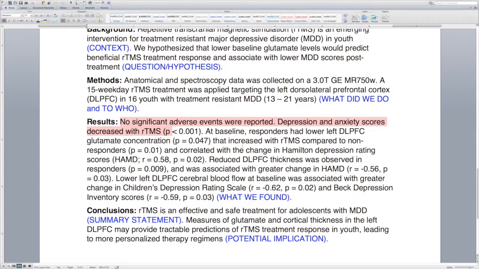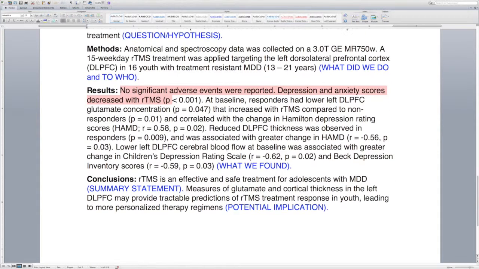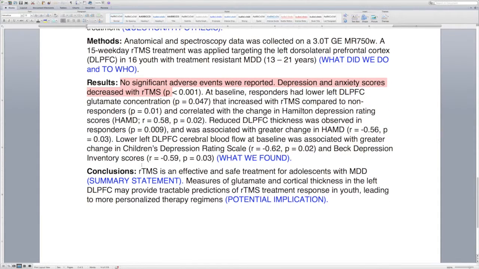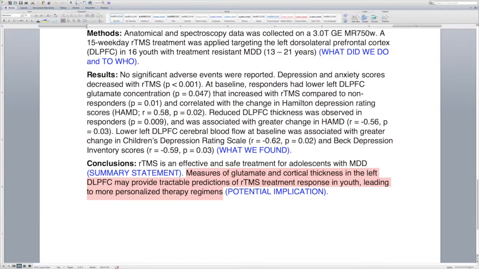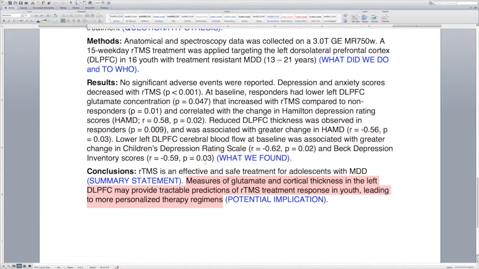You want to keep it as clean and just talk about what you found, and boom, boom, boom, boom, boom. Just hit your points and then move on. Conclusions, nice summary statement, and then with a bit of your potential implication coming out of your main finding. So you want to keep it nice and clean and simple.